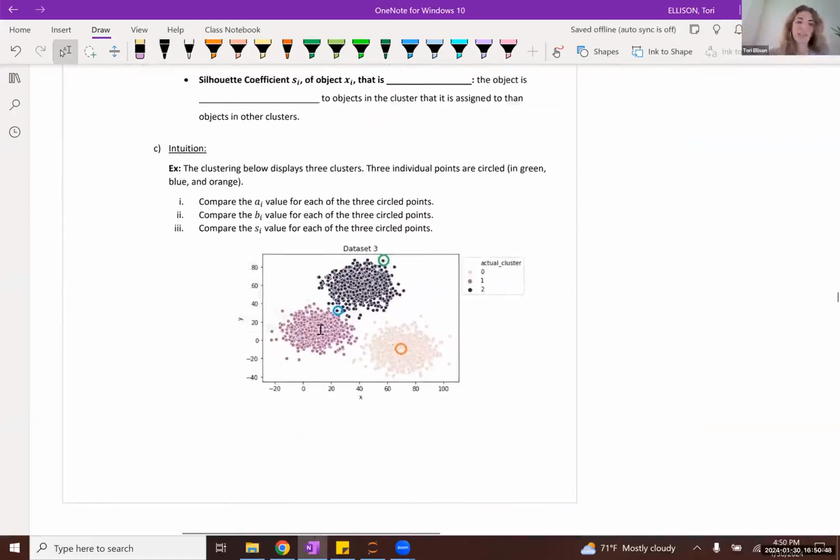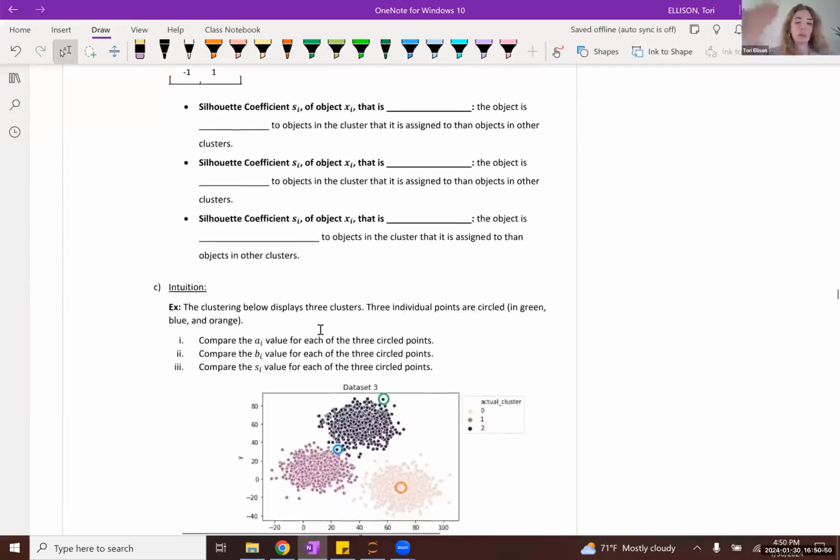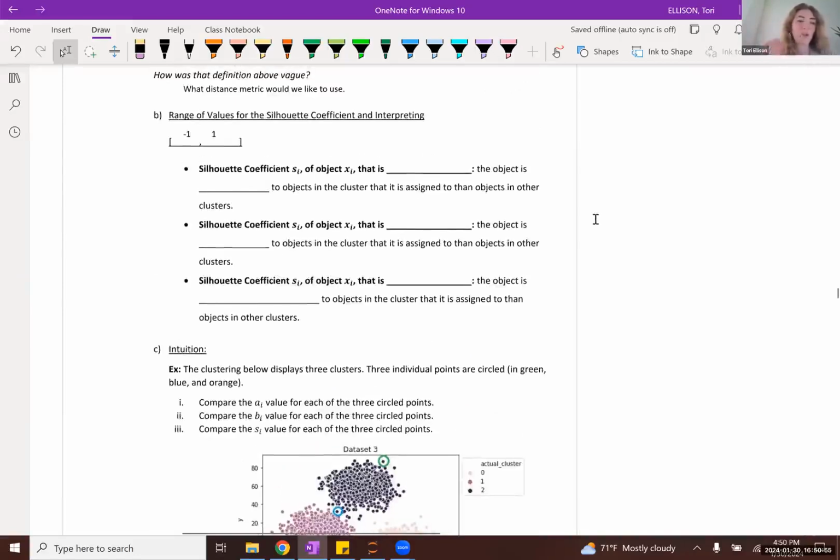Okay, so I would say, between Tuesday and Thursday, think about what these silhouette scores might be, because it's going to give us a sense as to how we actually go about interpreting that silhouette score. So we want to think about, what does it mean if a silhouette score for a given point is 1? What does it mean if a silhouette score for a given point is 0? And what does it mean if a silhouette score for a given point is -1?